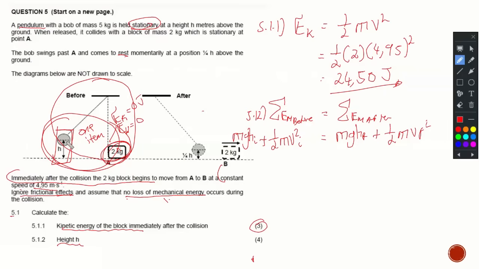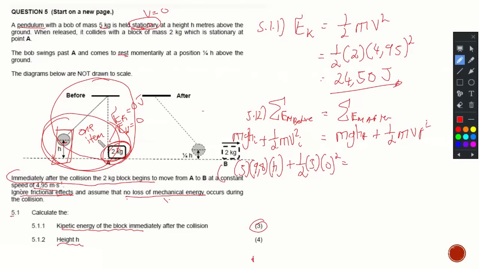Then our mass here, we have to consider the bob, right? And then it's going to be 5 multiplied by 9.8. Then what is our height initially? It's just h. And then this is half, the mass is 5. But then initially this is held stationary, so that means velocity is 0. So we want to have 0 and then square.